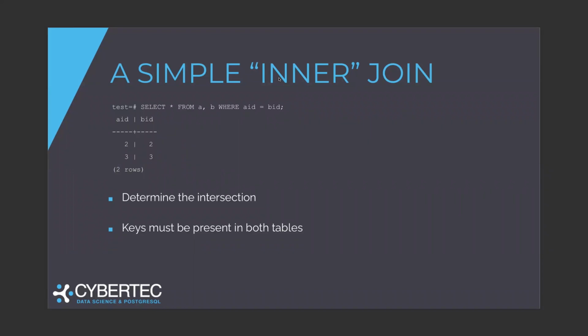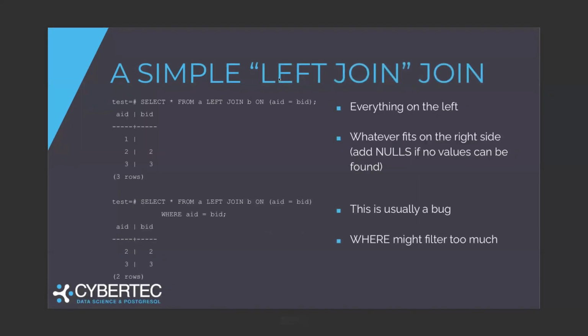But sometimes we don't want the intersection. If you look at the first query here, it says select star from A left join B on AID equals BID. Super important here is that in case of a left join, we get everything from A, and we get the values from B which match the ON condition. Everything else is just going to be null, okay? So in this case, everything from A means 1, 2, 3, and everything that matches the ON condition, meaning A equals B, which of course means 2 and 3. So what we see here is 3 rows.